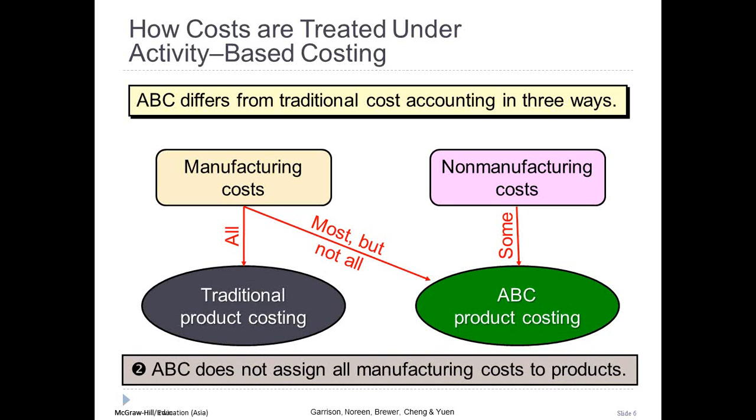The second major difference between ABC and traditional cost accounting is that some manufacturing costs may be excluded from product costs. This is because ABC only assigns a cost to a product if decisions concerning that product will cause changes in the cost. ABC excludes 2 types of costs from product costs: organization sustaining costs, which we'll talk about later, and the costs of unused or idle capacity.